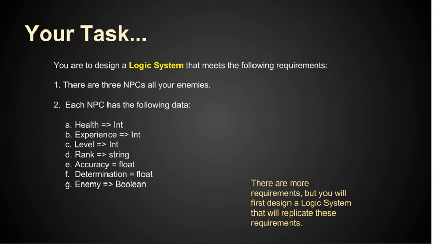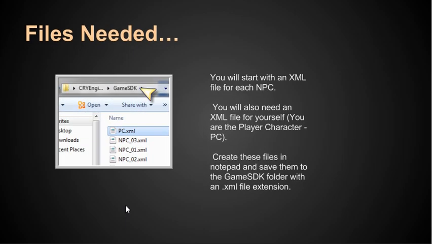So, here's the way that you'll do it. You will start with an XML file for each NPC. Here's the 3 NPC XML files: this is for NPC 1, this is for NPC 2, this is for NPC 3. But you'll also need an XML file for yourself. You are the player character, so you'll need an XML file here. Now, you'll create these files in Notepad and save them to the game SDK folder with an XML file extension, just like you see here. They'll be in the SDK game folder.